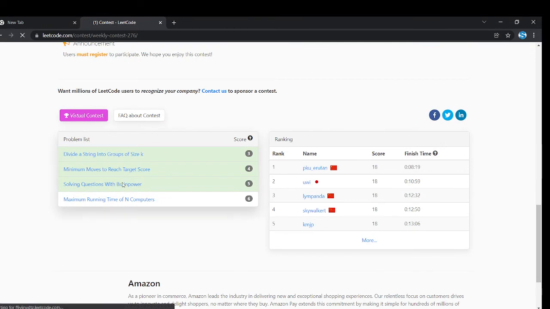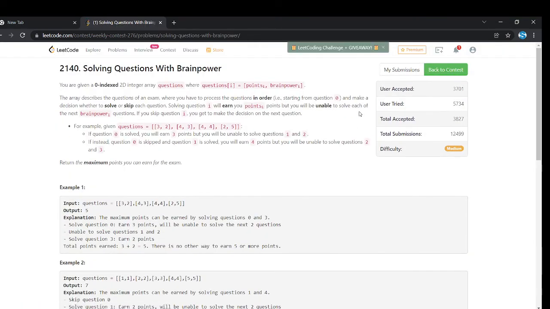So let's move to the third problem. The third problem is also an interesting one. Here we were given a 0-indexed 2D integer array questions, where questions[i] equals points[i], brainpower[i], right?